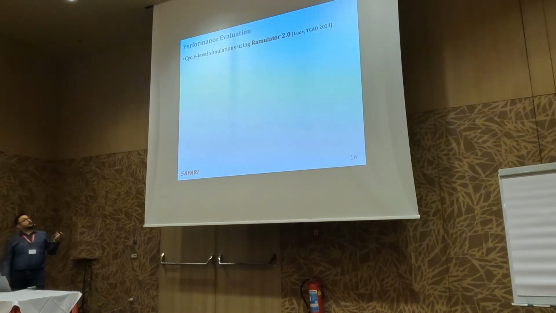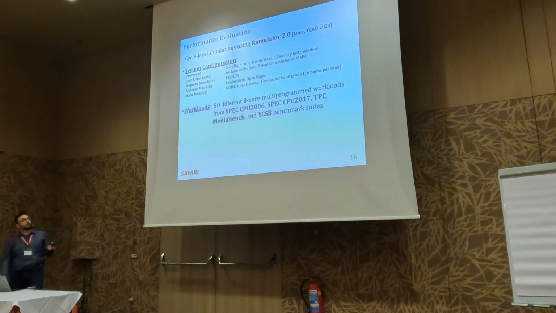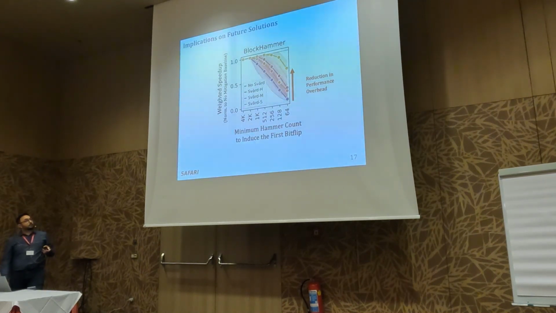We did a performance evaluation using Ramulator 2.0 with some realistic system configuration. We tried 50 different 8-core multi-program workloads from these benchmark suites, and we tested SWARD with 4 of the best mitigation mechanisms. We projected the minimum hammer count needed to induce the first bit flip for the future and swept that parameter. And this is a performance result that we have for RowHammer.